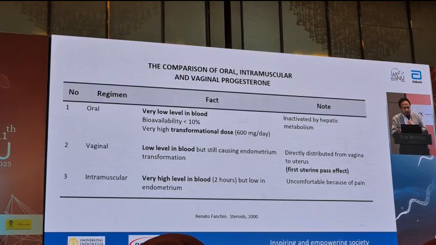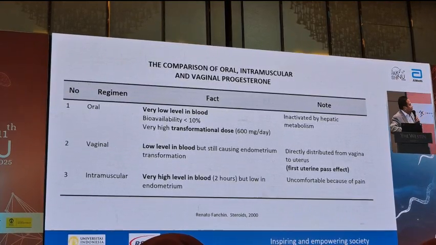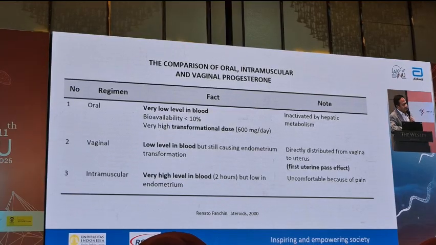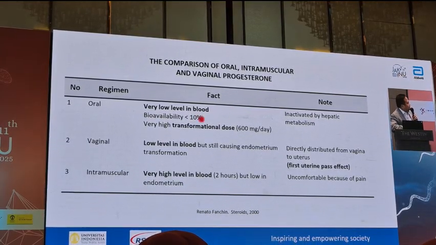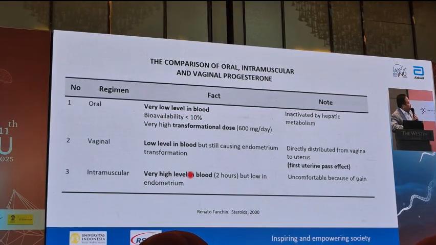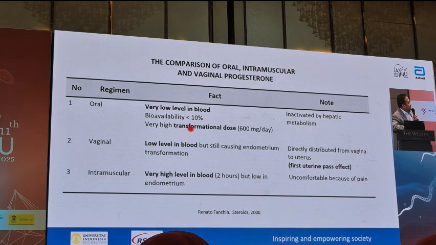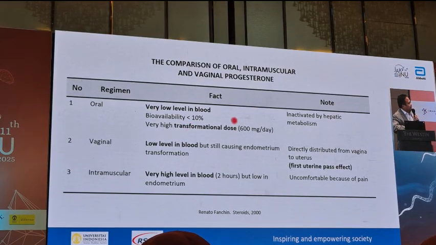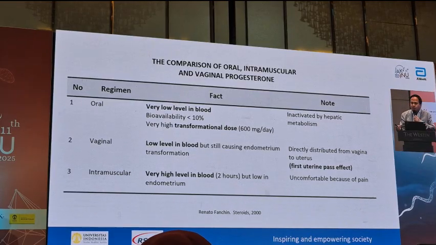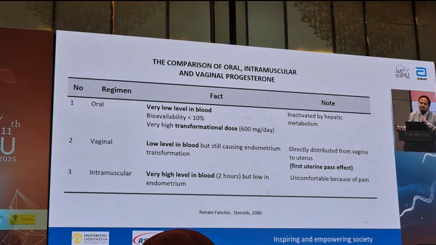If we look at the comparison of oral, intramuscular or injectable, and vaginal progesterone, in fact, with oral we find a very low level in the blood, bioavailability less than 10%, and a very high dose is needed, up to 600 milligrams daily.